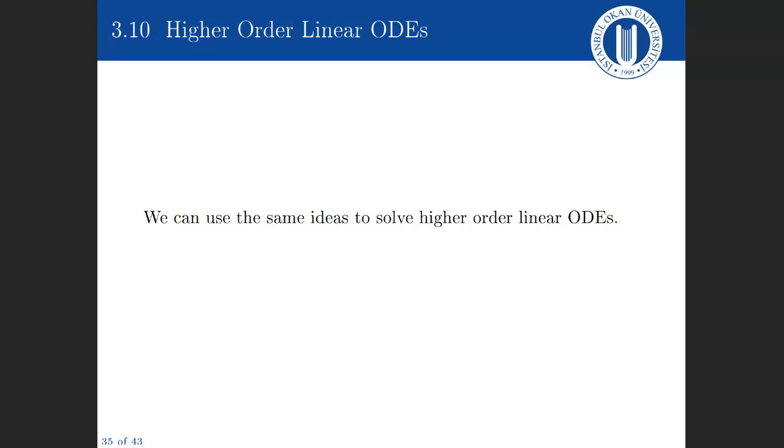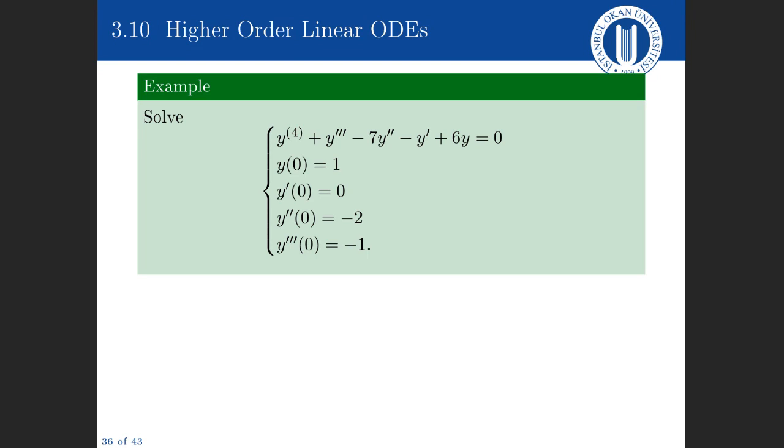Our final section for today is about higher order linear ordinary differential equations. We've developed some ideas for second order linear differential equations. We can use these same ideas to solve higher order linear equations. For example, solve the fourth derivative of y plus y triple prime minus 7y double prime minus y prime plus 6y equals 0, with the initial conditions y(0) is 1, y'(0) is 0, y''(0) is minus 2, y'''(0) is minus 1.